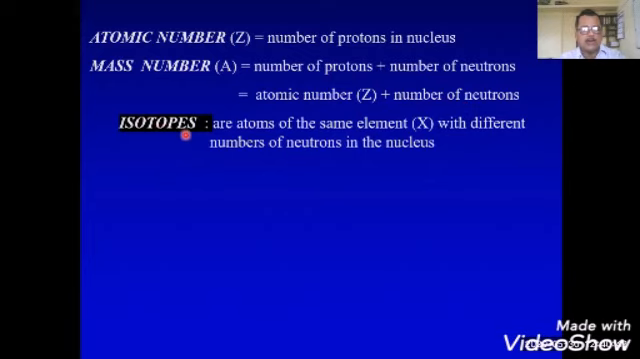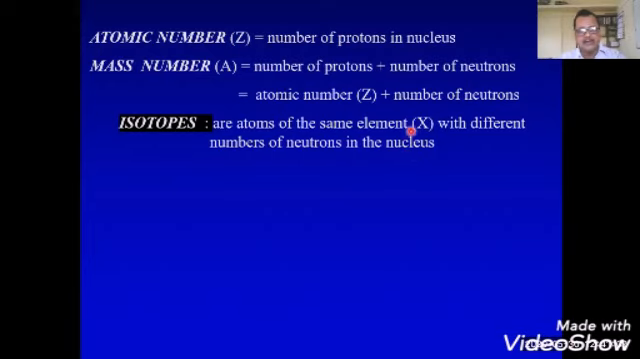Now we have to understand the meaning of isotope. We already have discussed what atoms are. Atoms are the smallest indivisible particles of an element, and each atom is made up of electron, proton, and neutron. Now, what are isotopes? Isotopes are atoms of the same element, but they have a different number of neutrons in the nucleus.